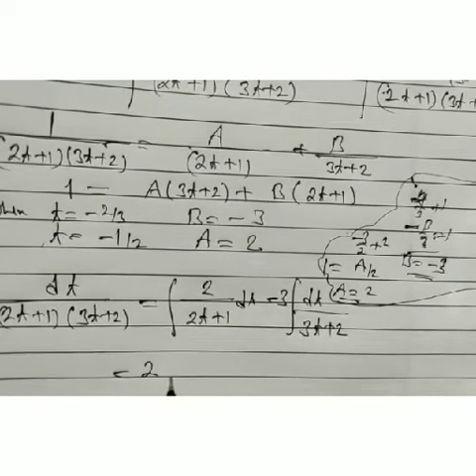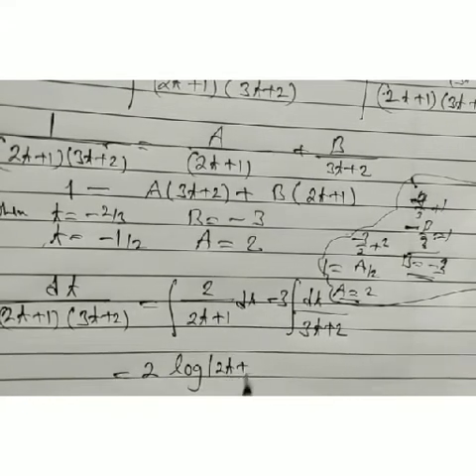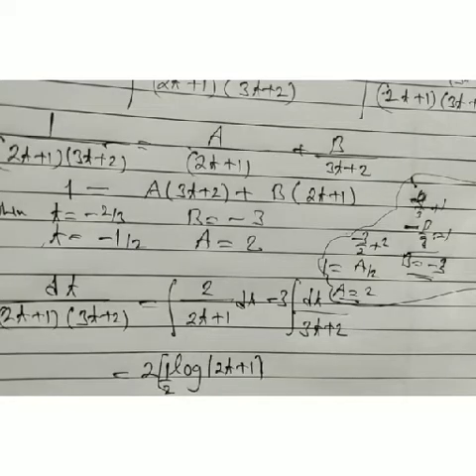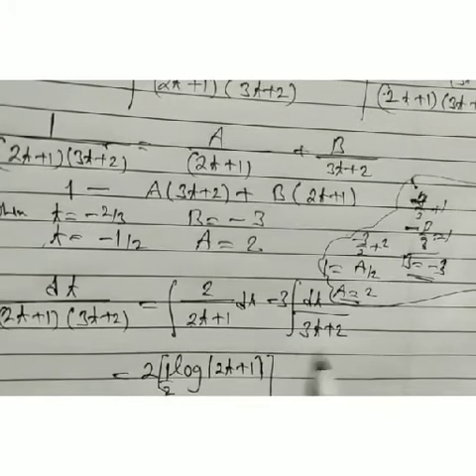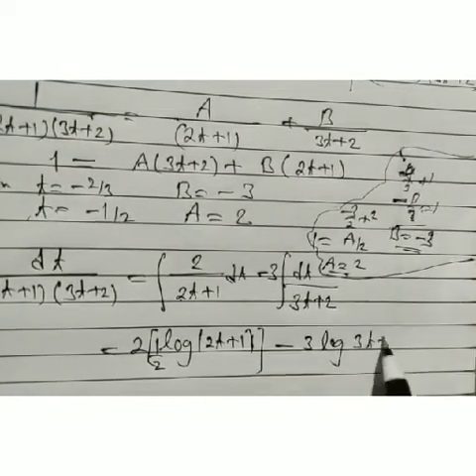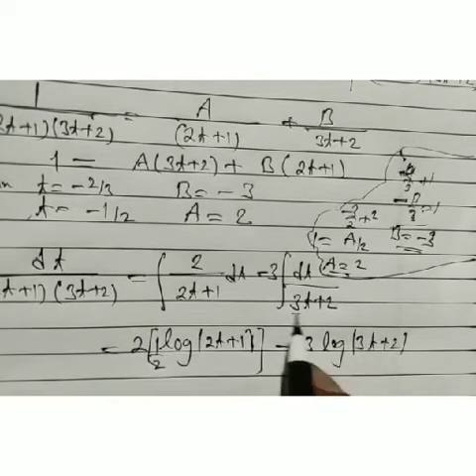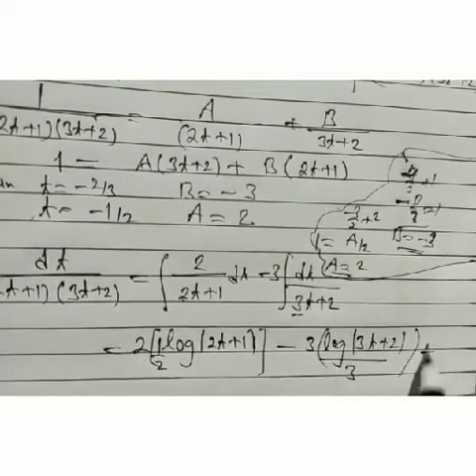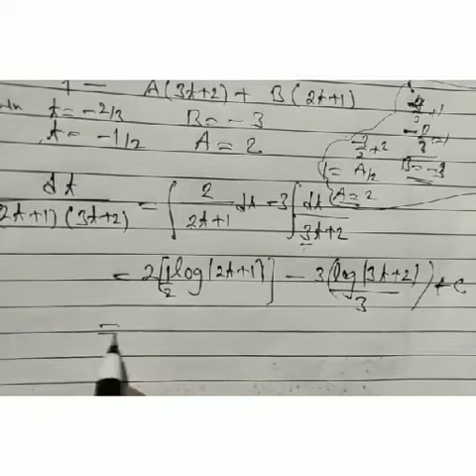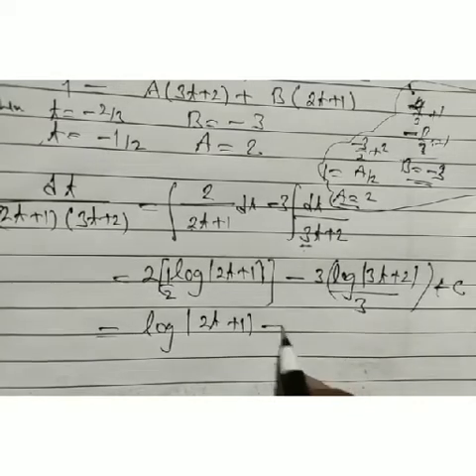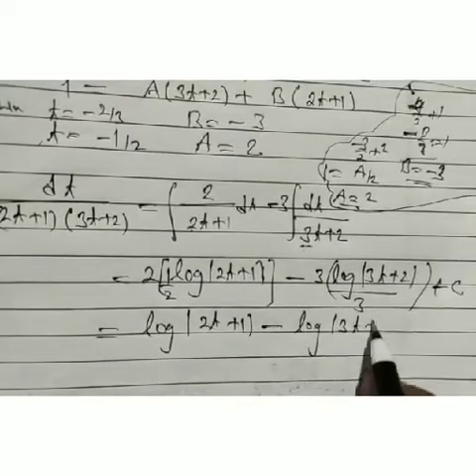Now then what we have? Here we have log of 2t plus 1, also divided by 2, because the coefficient of t is 2. Then it's 1 by 2 log absolute 2t plus 1, and here we get minus 3 log absolute 3t plus 2. Since 3 is the coefficient of the variable, we divide by 3, plus c. Now what do we have? These two cancel, and the 3 and 3 cancel out. Then we have log of absolute 3t plus 2.